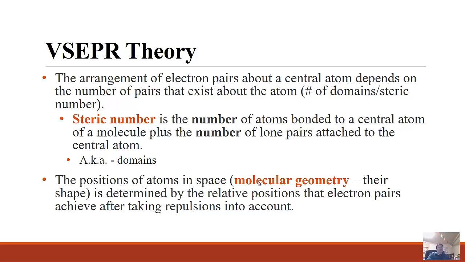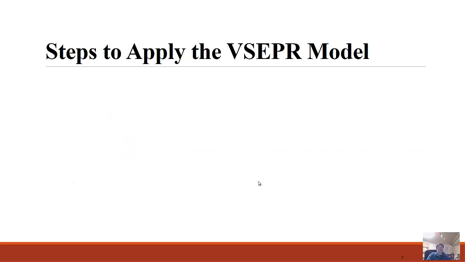Okay, so the position of atoms in space, or its molecular geometry, is determined by the relative position of the electron pairs. That's the position they take after we take into account the repulsion. The fact that like charges don't want to be put together is what we're looking at. So let's talk about how we figure out the shape.